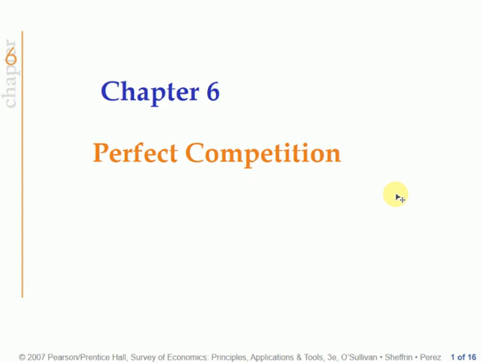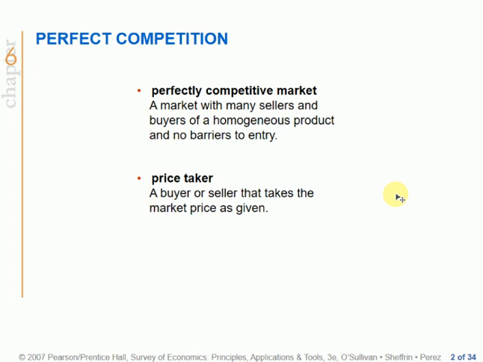Okay, thank you. So in the last face-to-face session, I introduced Chapter 6 of the Principles of Economics survey, which is about perfect competition. We have defined a perfectly competitive market as a market with many sellers and many buyers. These sellers sell a homogeneous product. Under a perfectly competitive market also, there are no barriers to entry.